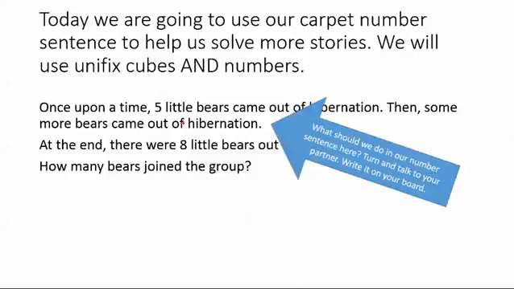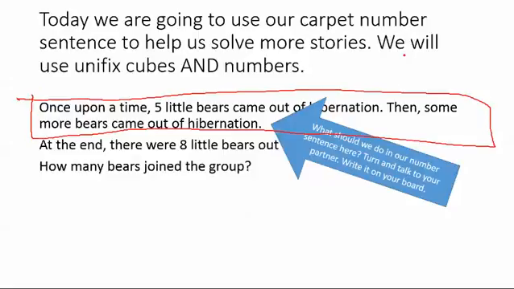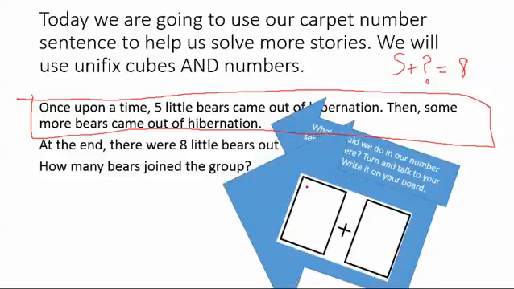Turn and talk to your partner. Write it on the board. So just talking about this part and how you should write that as a number sentence. And hopefully, kids write this. At the end, there were 8 little bears out. How many bears joined the group? Let's think about how that fits in this that we used before.